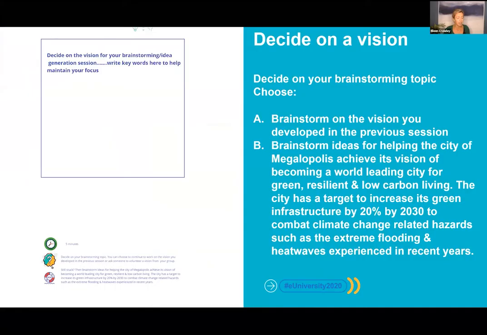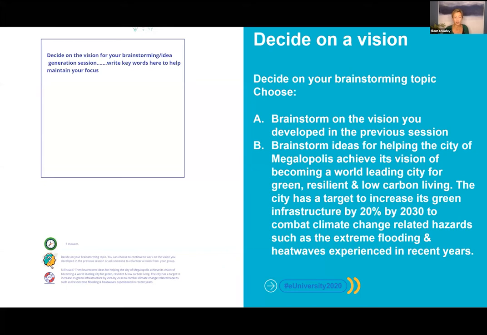Okay, so the first canvas you'll start on is deciding on a vision. Now, you have 2 options here. You can brainstorm on the vision you developed in the previous session with Liat. What I will say here is try and pick a vision that you really like because you can continue to work on this in the next sessions with Ian and Bella. So pick a vision that you're happy with and you can use this to work through the next activities in the next session. If you can't think of a vision, you can brainstorm ideas for helping the city of Megalopolis achieve its vision for becoming a world-leading city for green, resilient, and low-carbon living.